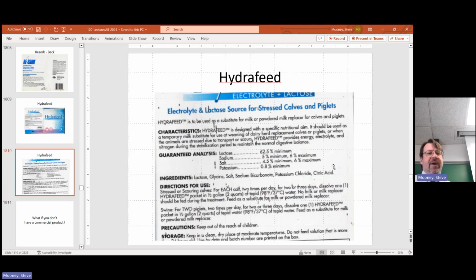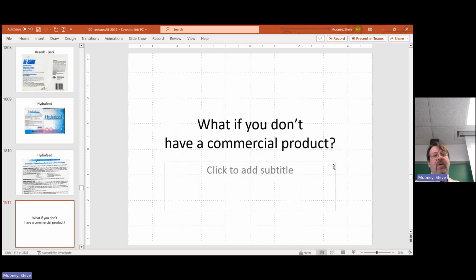Same sort of thing here. You've got sodium chloride, potassium, your electrolytes there. Lactose is going to be your energy source. So it contains lactose and electrolytes. Citric acid can be an energy source, but it's also probably acting as a preservative in that case. So what happens if you don't have a commercial product on hand? What do you do?